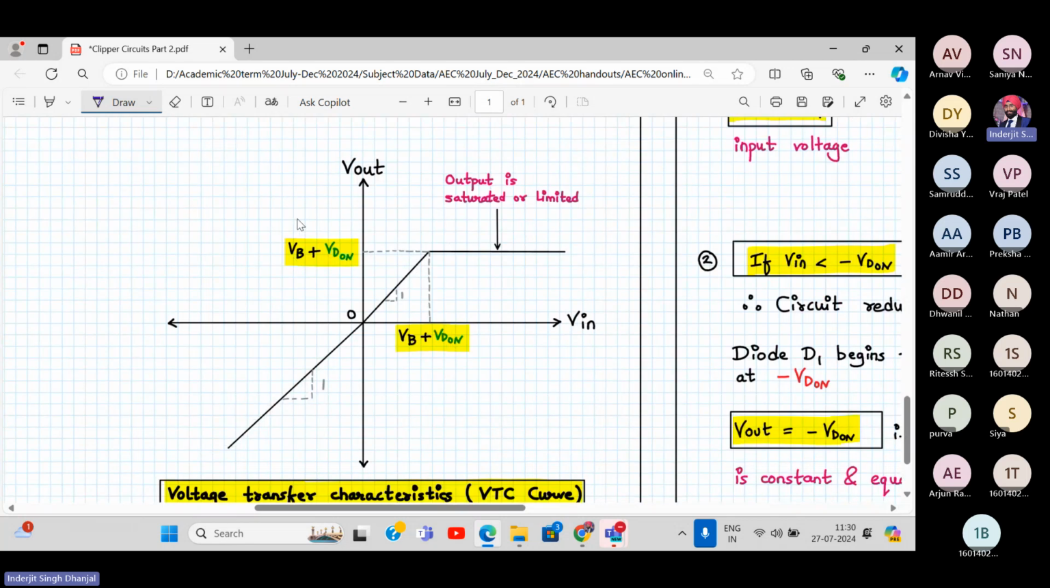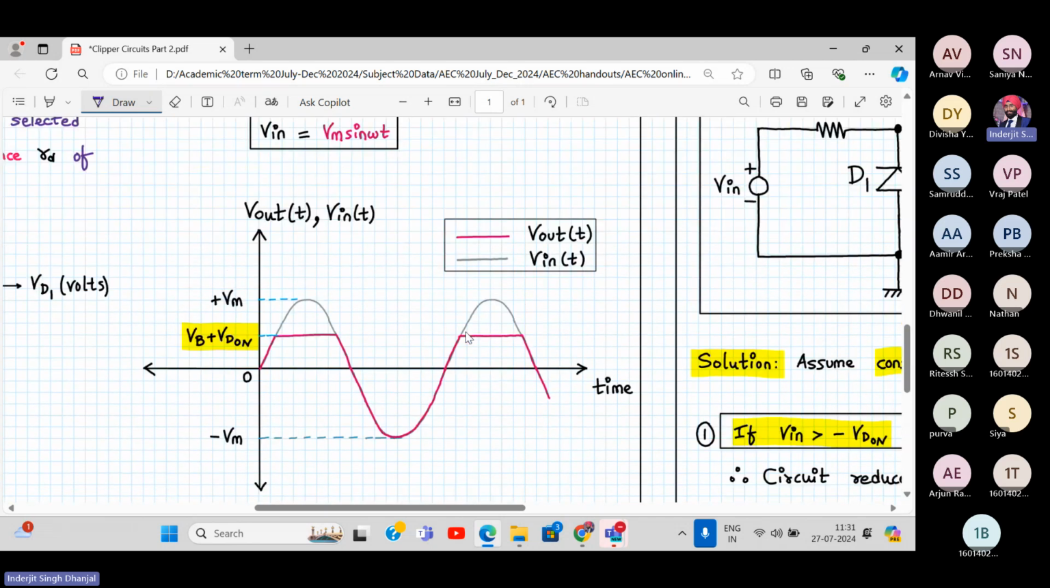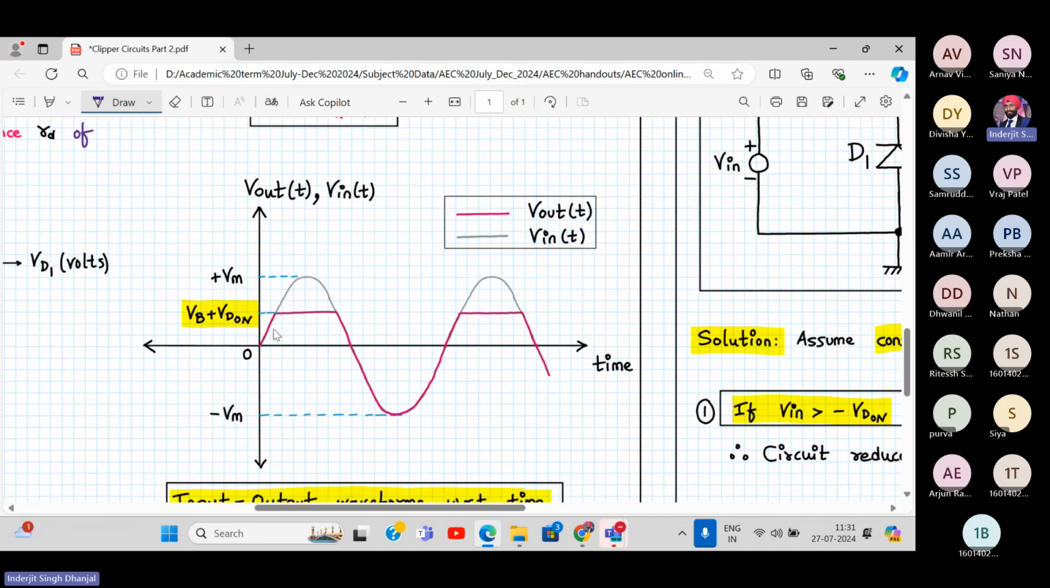In our case, it was 2 volt plus 0.7, so this will be 2.7 and this also will be 2.7. Agree? And in the output waveform also, earlier it was VD on, now it has become VB plus VD on. So here it is 2.7. Let's say VM is 5 volt and this is minus 5. So this clipping level is 2.7 volt. Exactly, the analysis remains the same. Only the clipping level has changed.